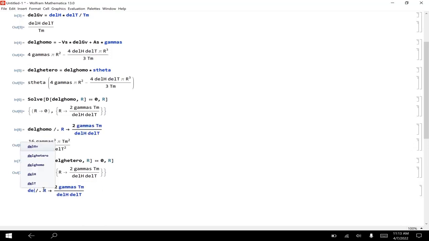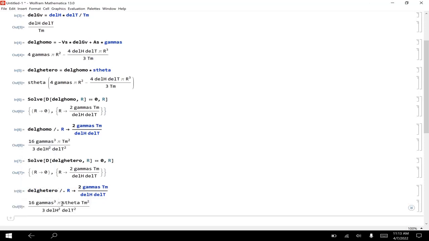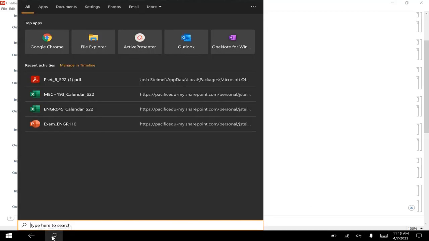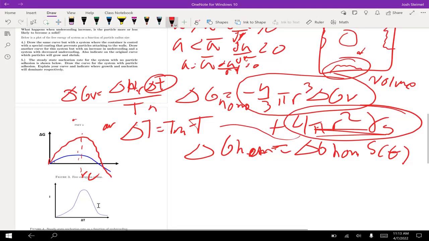So what's the energy of my system at that maximum value? Del G hetero, this, and the only thing is this S theta will be less than 1. So you can see here that shrinks essentially that maximum here. But my critical radii is inversely proportional to my amount of undercooling here, del T. So if I increase my undercooling, my curve is going to shift from my original system, kind of like over here. So it's going to shift to the left. If I decrease my undercooling, it is going to shift over here to the right.